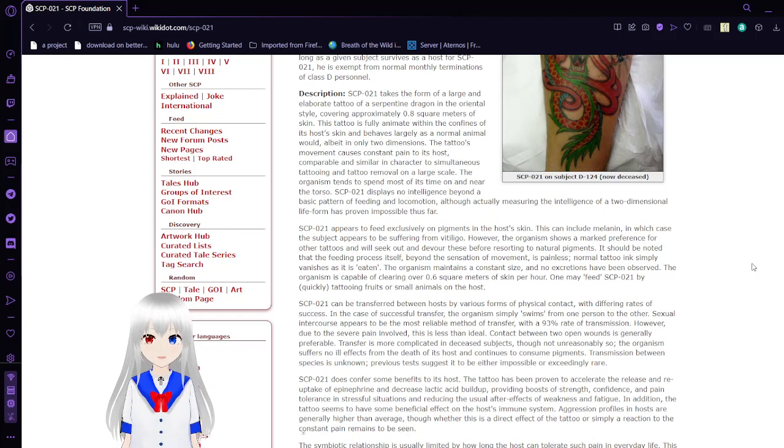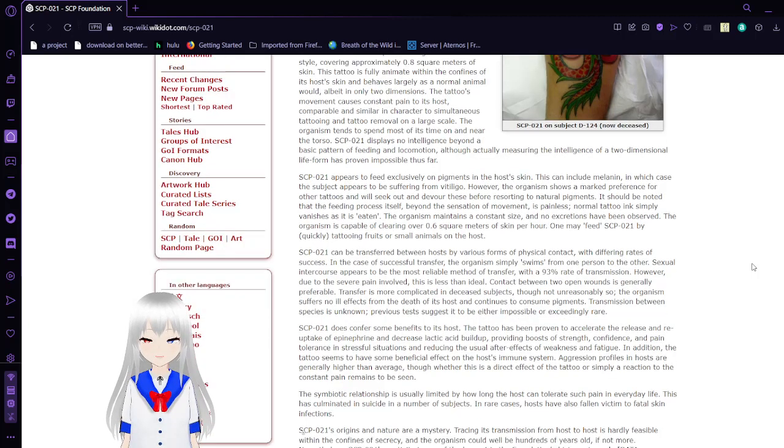The tattoo's movement causes constant pain to its host, similar in character to stimulus tattooing and tattoo removal on a large scale. The organism tends to spend most of its time on and near the torso. SCP-21 displays no intelligence beyond a basic pattern of feeding and locomotion, although actually measuring the intelligence of a two-dimensional life form has proven difficult thus far.